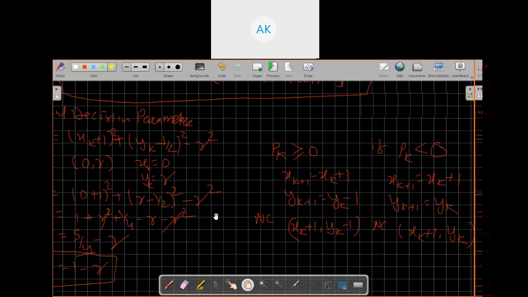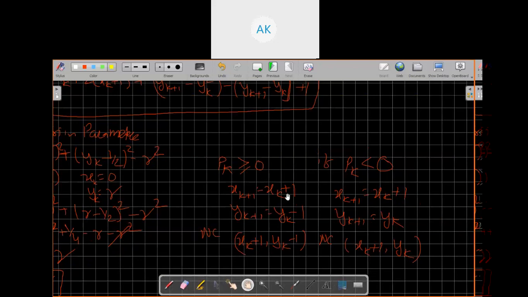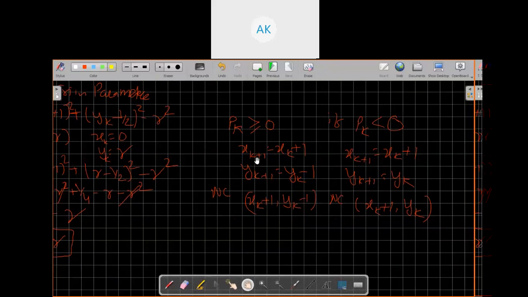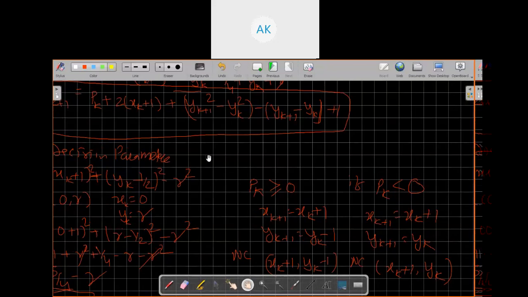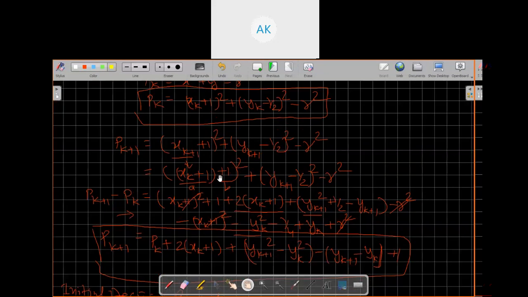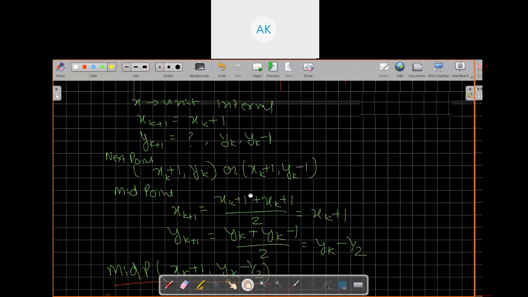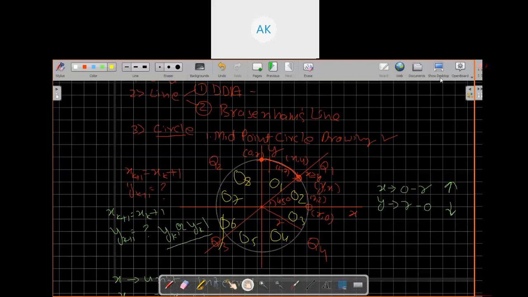When your pk is greater than 0, then your x will move by a unit interval and yk will be yk minus 1. The next coordinate will be xk plus 1, yk minus 1. When your decision parameter is negative, then x will move by a unit interval and yk plus 1 will be yk. That's it for the midpoint circle drawing. In the next class we will solve some examples. Okay, so that's it.